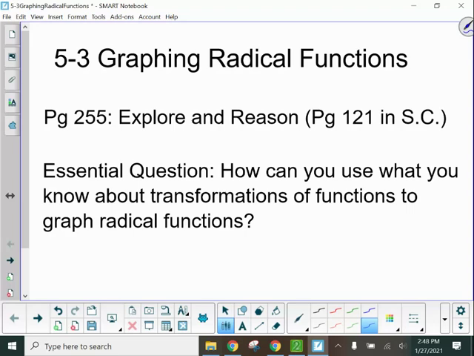Some of the essential things that you'll need to know whenever we graph radicals: you'll need to know what the domain is, what the range is, how to make a table of values, and then how to actually graph your equations. So here's our essential question. How can you use what you know about transformations of functions to graph radical functions? And we're going to be looking at really in example 2.